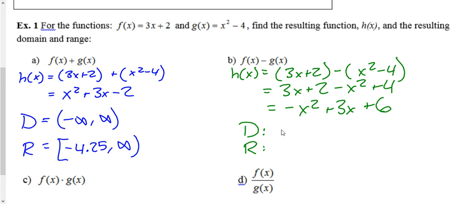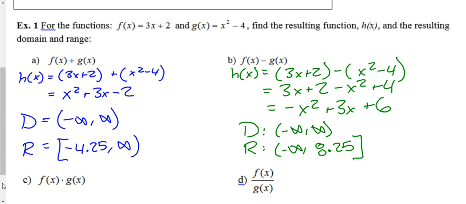So my domain is going to be, again, from negative infinity to positive infinity. There's no stop to it. The range, the lowest we're going to go is negative infinity, and the highest we're going to go is that 8.25. There we go.